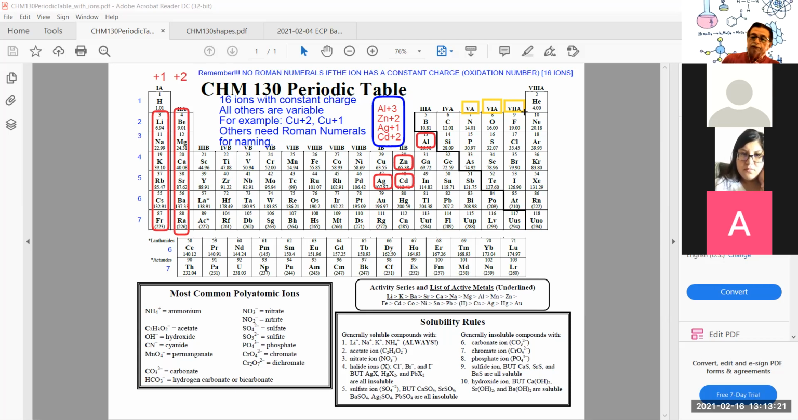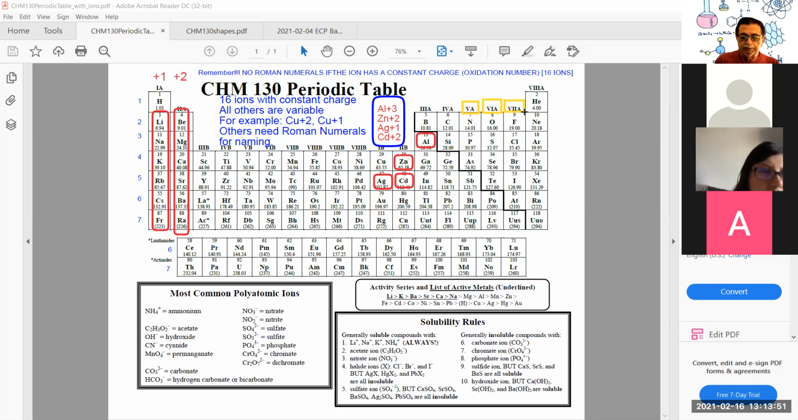For example, HF. HF is hydrofluoric acid. 1 bond, 1 hydrogen. All right, so the position in the periodic table will tell you the relative size of each element. It will tell you how many valence electrons you have for the 1A through 8A elements. We're going to learn more about everything I've been talking about, which is called periodicity.